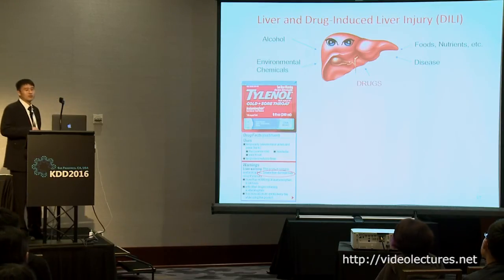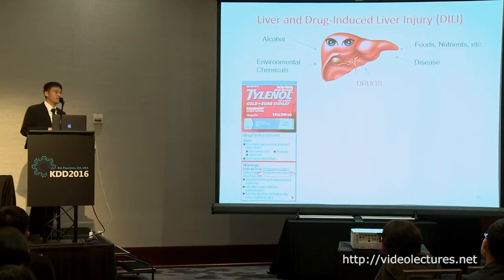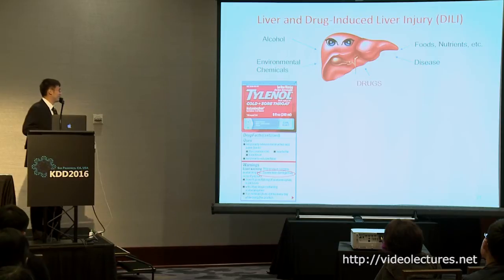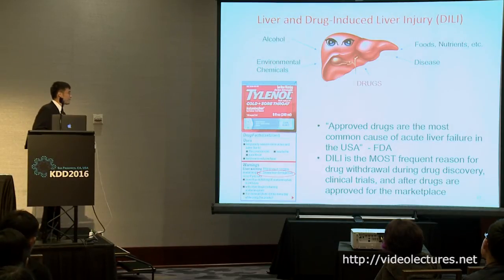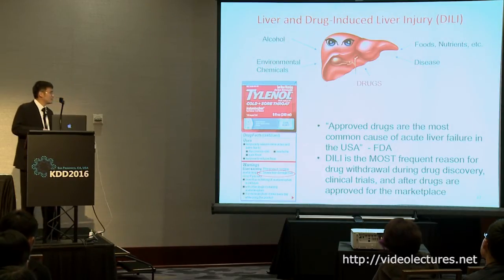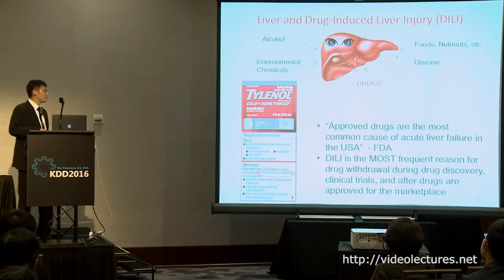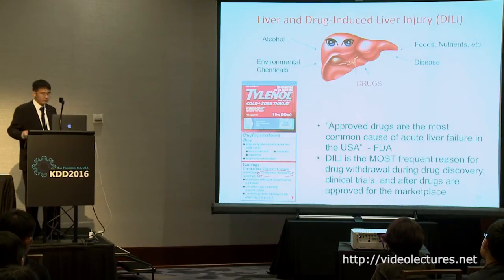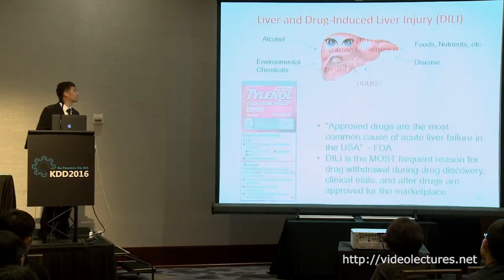Like Tylenol, which people think is a pretty safe drug, but the drug label says it can cause liver damage if the patient takes an overdose. And the FDA considers approved drugs the most common cause of acute liver failure in the USA. And DILI is the most frequent reason for a drug to be withdrawn from the market.